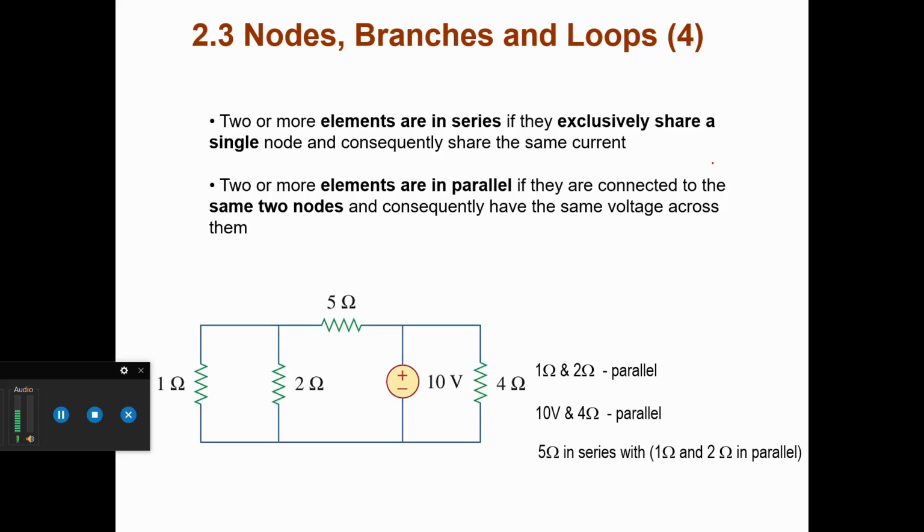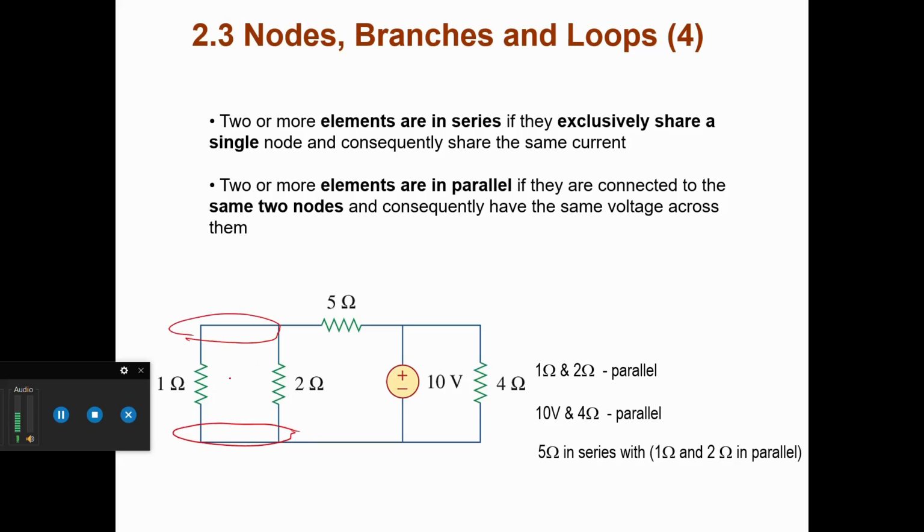Two or more elements are in series if they exclusively share a single node and consecutively share the same current. So they can be said to be in series. And two or more elements are in parallel if they are connected to the same two nodes and consecutively have the same voltage across them. So you can see the head is the same here, the tail is the same here.